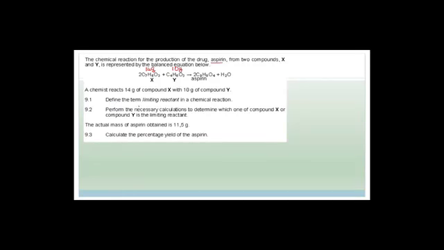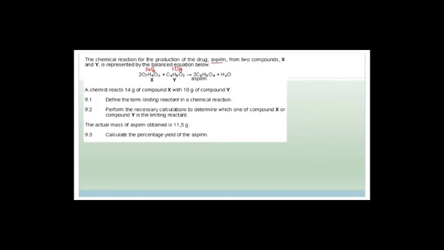It says the chemist reacts 14 grams of compound X with 10 grams of compound Y. And the first thing it says, define the term limiting reagent. So grade 11s, as I've stipulated several times with you before, the most important thing you need to do is make sure that you've learned all the definitions from the textbook, okay? All the definitions. So now we are going to just tell you what the understanding of the limiting reactant is, which is that it is the reactant that is used up first.